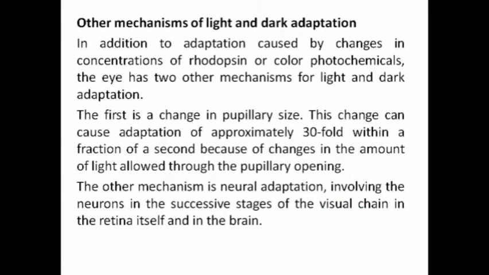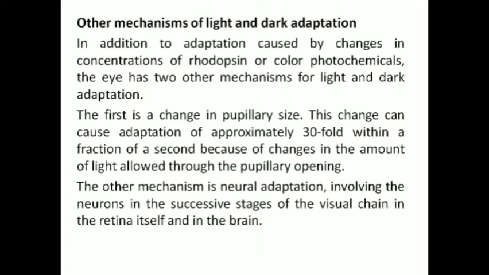What are the other mechanisms of light and dark adaptation? In addition to adaptation caused by changes in concentration of rhodopsin or color photochemicals, the eye has two other mechanisms for light and dark adaptation. The first is the change in pupillary size. This change can cause adaptation of approximately 30-fold within a fraction of a second because of changes in the amount of light allowed through the pupillary opening.